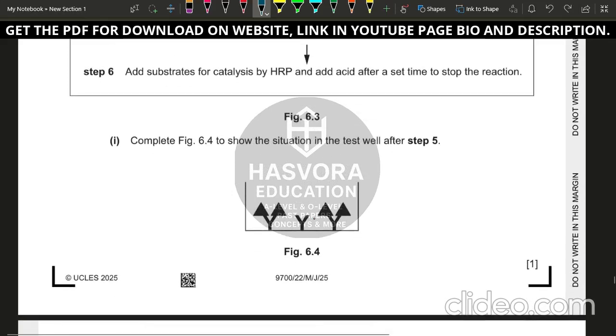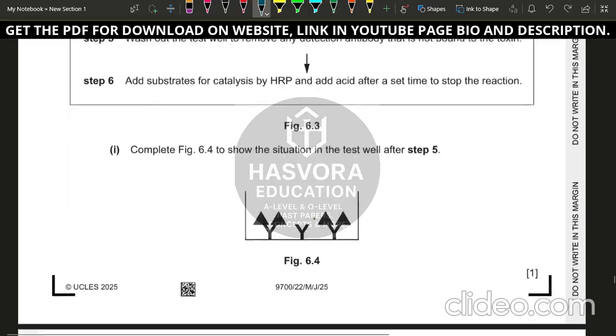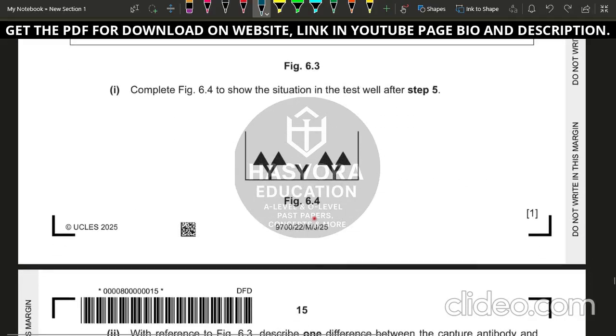Complete figure 6.4 to show the situation in the test well after step 5. Step 5 was when you have added this HRP and a detection antibody. The detection antibody has this enzyme, so it will bind to a toxin. We just have to show that it has bound to a toxin. You can just show two of them like this, and this has the enzyme, which is the HRP. It will be like this.